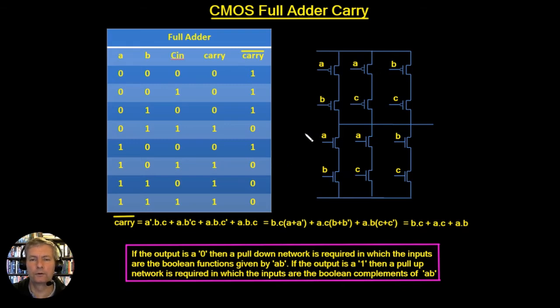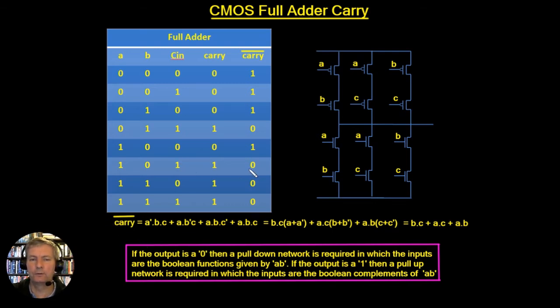But we're not going to work through that process here because we can simplify this down from the 24 down to 10 transistors. So in order to do that, what we're going to do is we'll just look at it in terms of the pull-up network and the pull-down network.